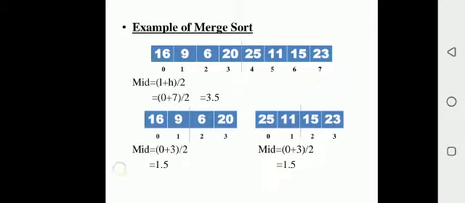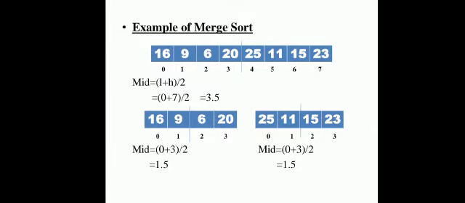The elements of the first subarray are 16, 9, 6, 20, and the values of the second subarray are 25, 11, 15, and 23. The indexes of both arrays are from 0 to 3. Then we calculate the mid value for both subarrays. The equation is mid equals (L plus H) divided by 2. Here the lower index is 0 and the higher index is 3. Divided by 2, we get 1.5. So we take the value of mid as 1.